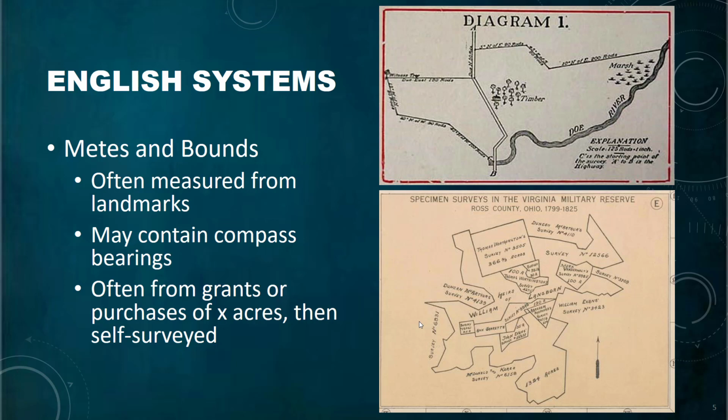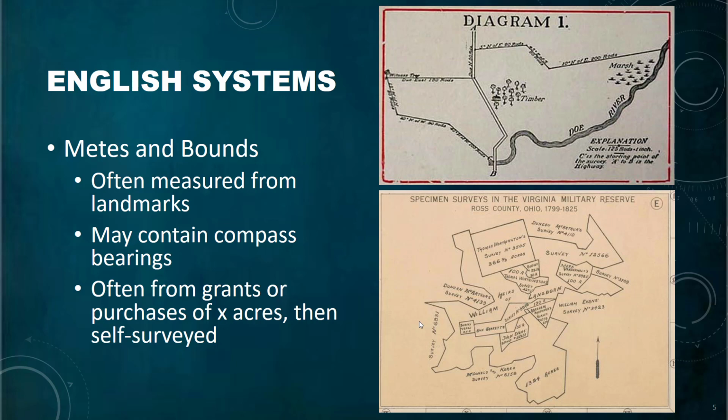And metes and bounds are often measured from odd little landmarks. So a tree or a pile of rocks or a fence post if you're measuring from someone else's property that's already there. It'll often have compass bearings. And you'll often see it in a grant or a purchase of X acres and then surveyed by an individual.